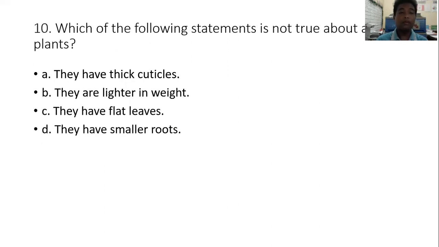Okay. Which of the following statements is not true about aquatic plants? So asa man diha dili tinuod about aquatic plants? Letter A, they have cuticles. So less, gamay tong ilahang cuticle.